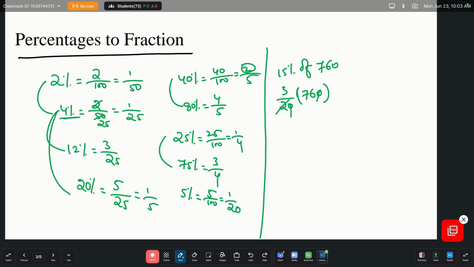0, 0 will be cancelled. 2 ones are 2, 38 into 3. 33 is a 9, what is the value of 30 into 3? 30 into 3 is 90. 8 3s are 24. 90 plus 24 is 114.